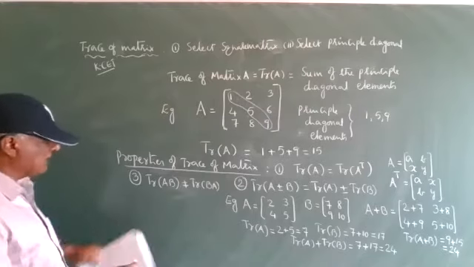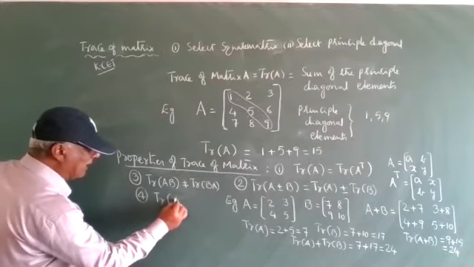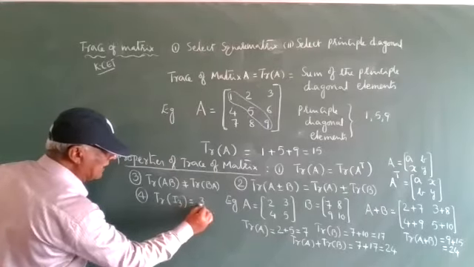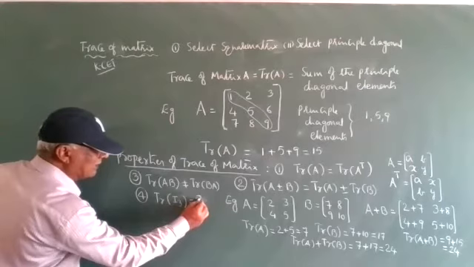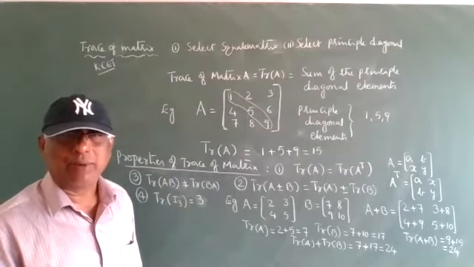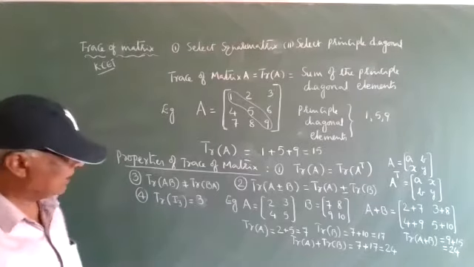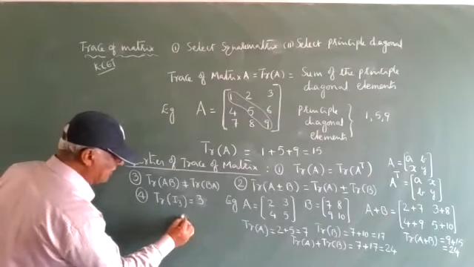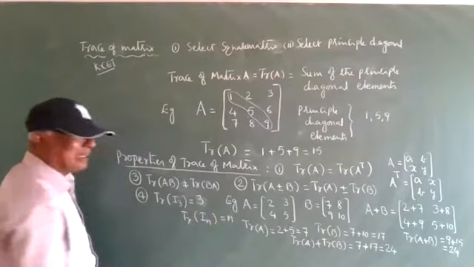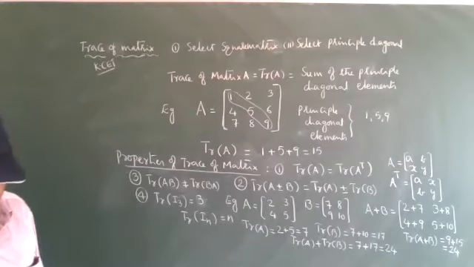Next, fourth point: trace of the identity matrix I3. I3 means, what is the order? Write it down, that is the answer. So I3 means a 3 by 3 matrix: 1 0 0, 0 1 0, 0 0 1. Okay? Trace of In, where the order is n: simply write down n as the answer. Okay? Next.